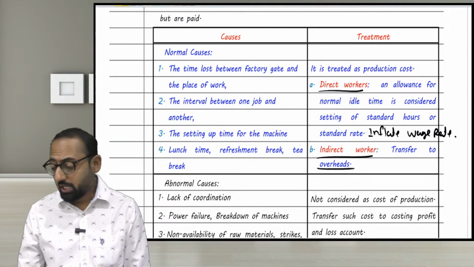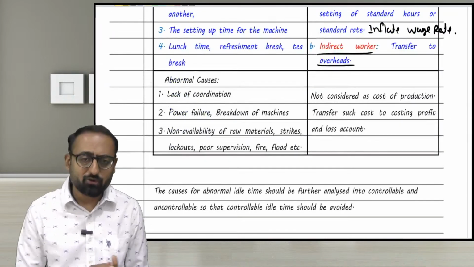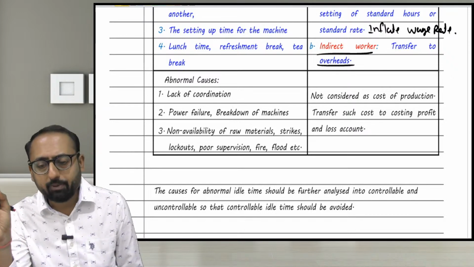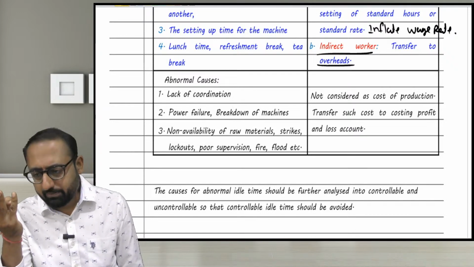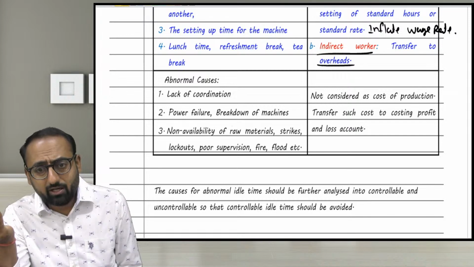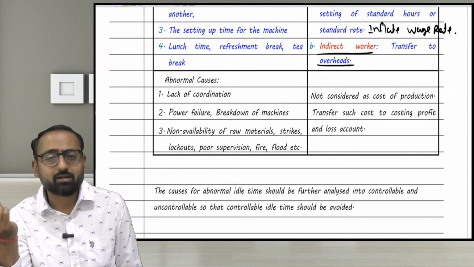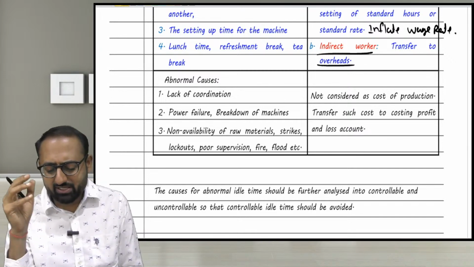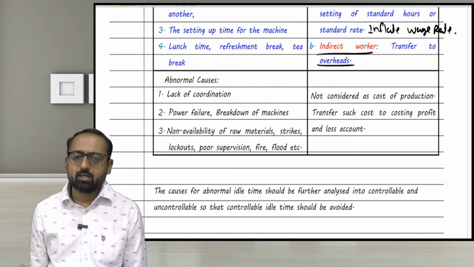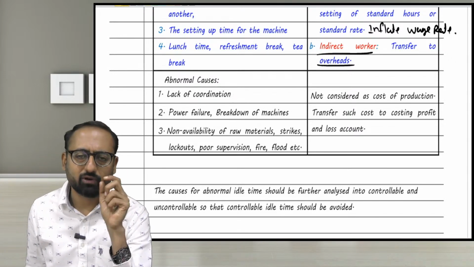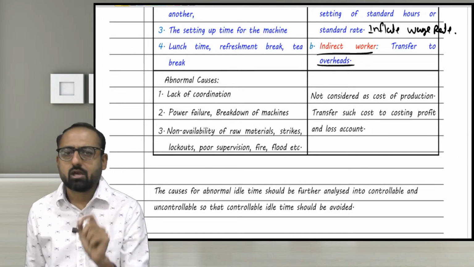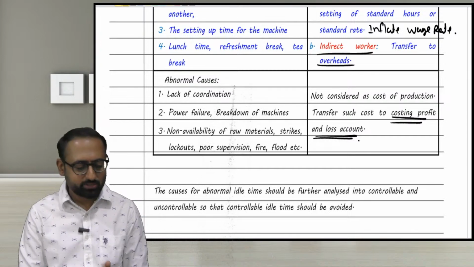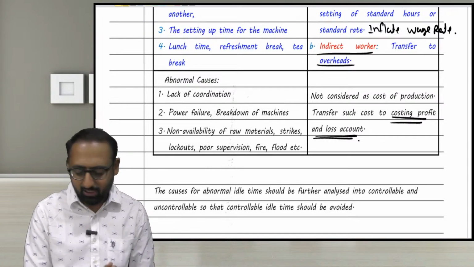Next situation: if idle time is because of an abnormal reason like lack of coordination, defective planning, power failure, machine breakdown, raw material not available because you have not purchased the raw material in time, strike, lockdown, poor supervision, fire, flood, etc., whatever the abnormal situation. In such a situation, if you are paying the worker, that idle time wages will be transferred to the costing profit and loss account. Yes, boys and girls, it will be transferred to the costing profit and loss account.